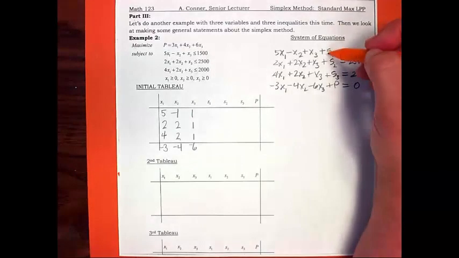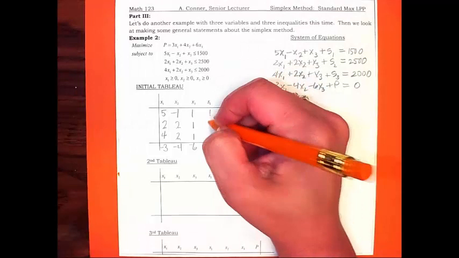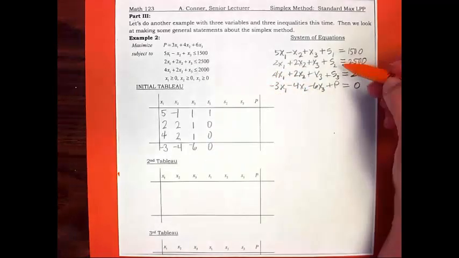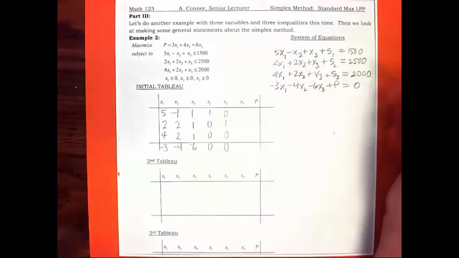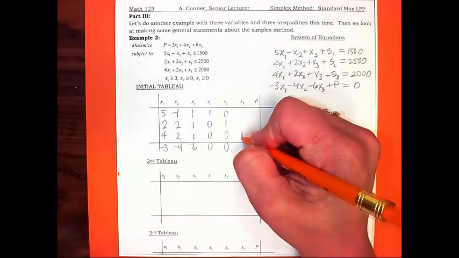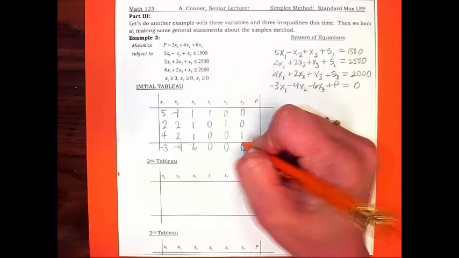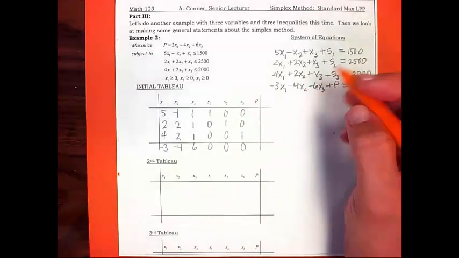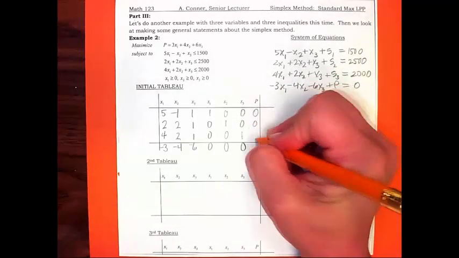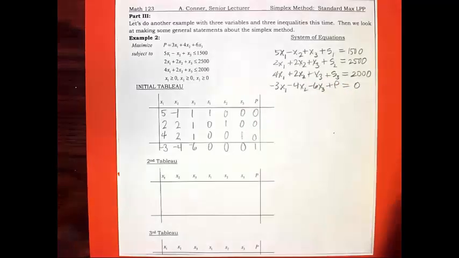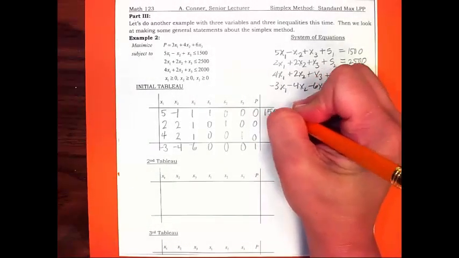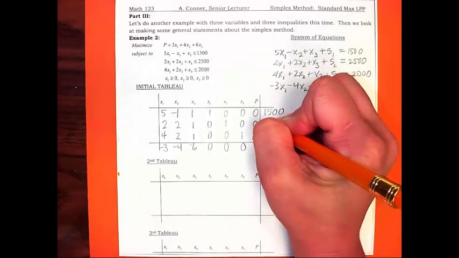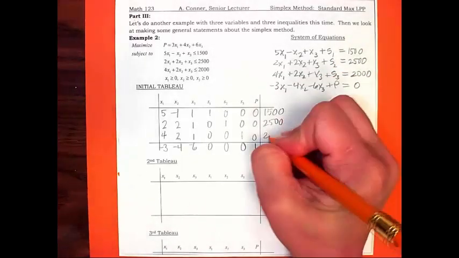And then go down with the S1. So there's only an S1 in the first equation. Zeros everywhere else. The S2 is only in the second equation, so zeros everywhere else. The S3 is only in the third equation, so zeros everywhere else. And the P is only in the fourth equation. That's your objective function. So zeros everywhere else. And our constants always go to the right of the augmented bar. So 1500, 2500, 2000, and 0.